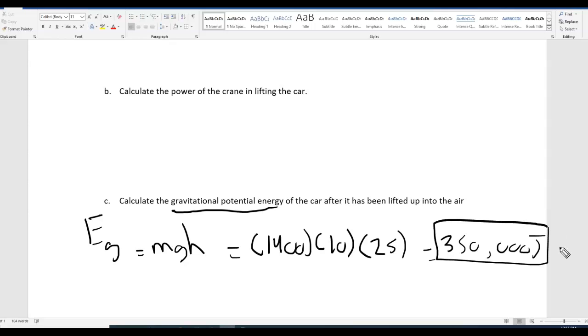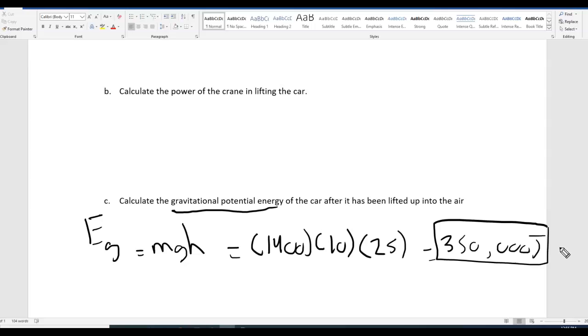Now, if you take a look at that, you might think to yourself, wait, wasn't that the same answer as A? In question A, we calculated the work done by the crane. In question C, we calculated the gravitational potential energy of the car after it's been lifted, and they turn out to be the same number. So you might ask, is that a coincidence? And the answer is no, of course it's not a coincidence.